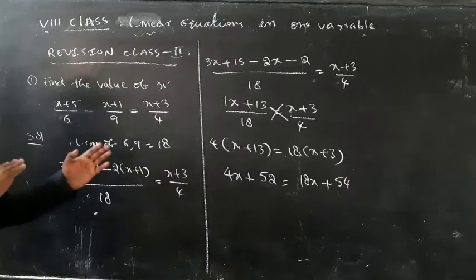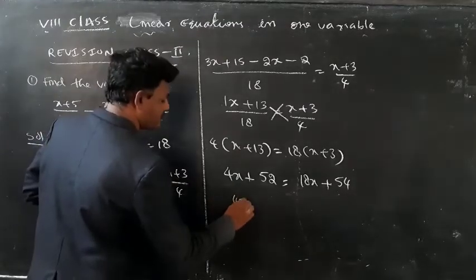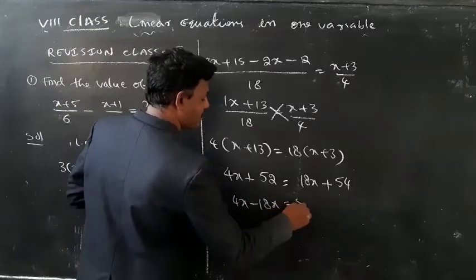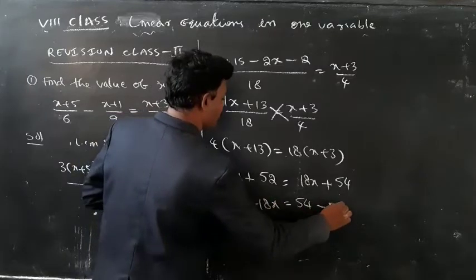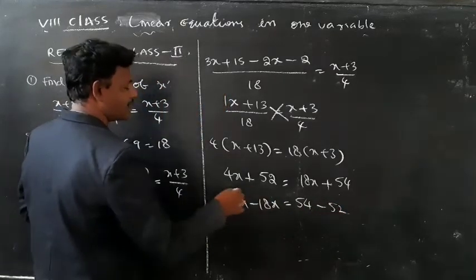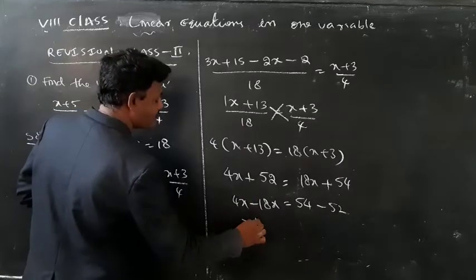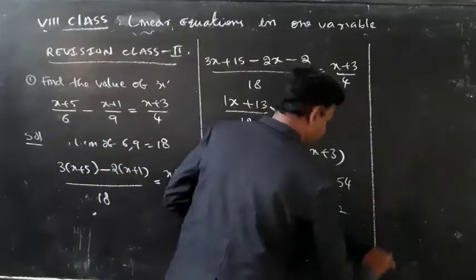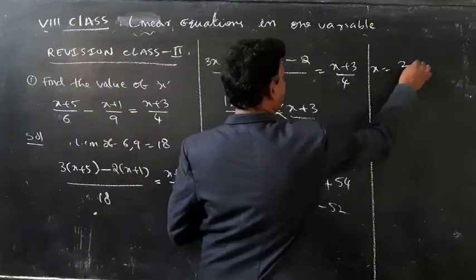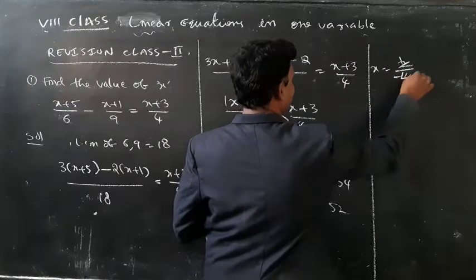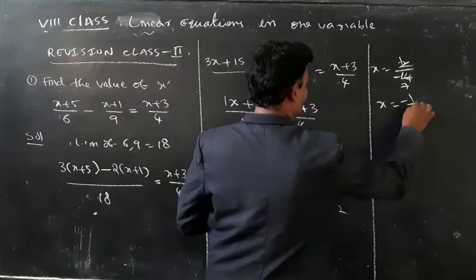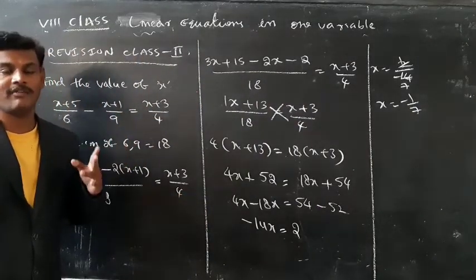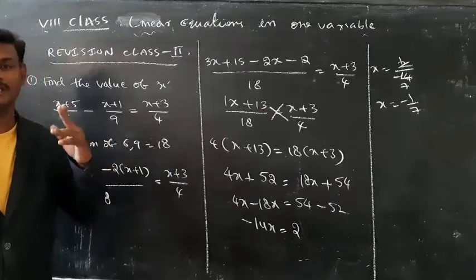Now I am taking like terms to one side. 4x plus 18x converted as minus 18x is equal to 54 plus 52, it becomes minus 52. So 4x minus 18x, minus 14x is equal to 2. Now x is equal to 2 by minus 14. 2 1s are 2, 2 7s are 14. What is the value of x? x is nothing but minus 1 by 7. The value of x is nothing but minus 1 by 7.